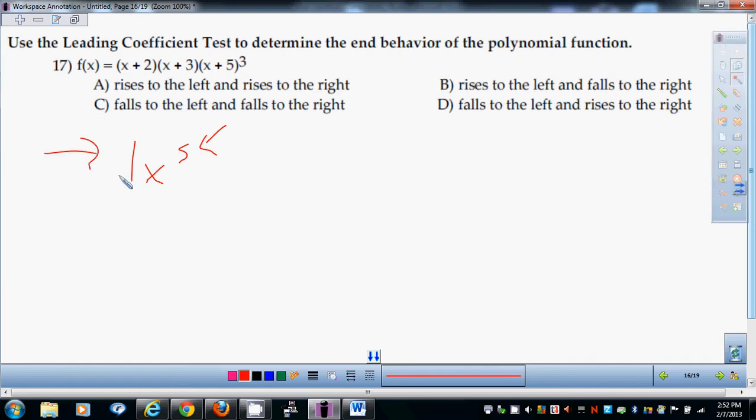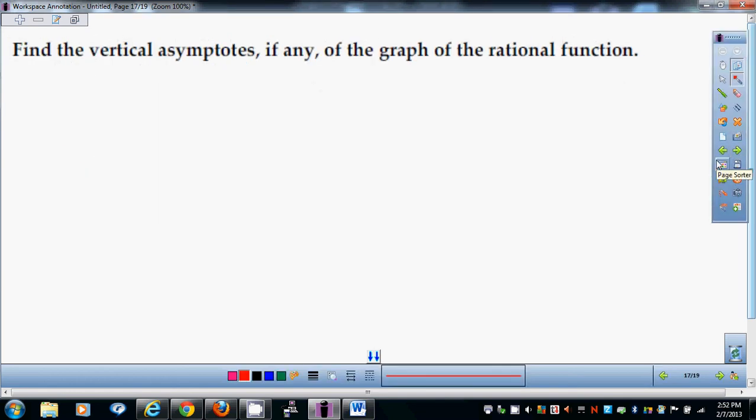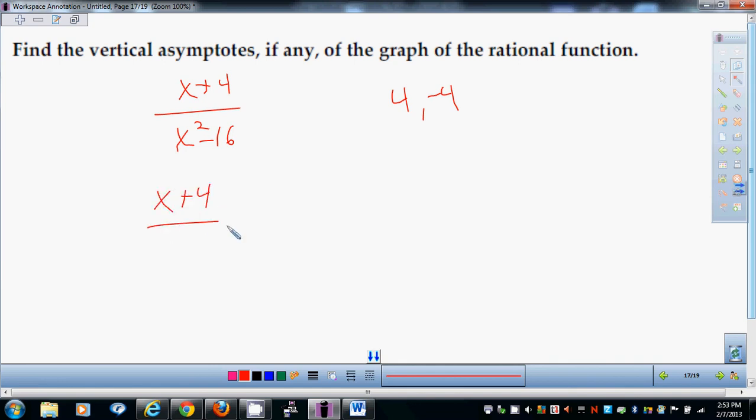Number 18, find the vertical asymptotes of the problem that I forgot to put on here. So let's call this x plus 4 over x squared minus 16. Now some of you are thinking, hey, vertical asymptotes, where the denominator equals 0. So in this case, that'll be 4 and negative 4. But oh, wait a minute. Don't forget, if something cancels, it no longer forms a vertical asymptote. So with the x plus 4's canceling, only the positive 4 will give you a vertical asymptote. So only one on this problem, and it's positive 4.